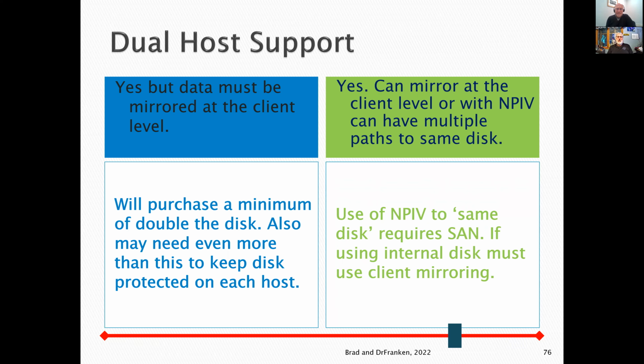Now, when you look at dual host support, and we love dual host support because it gives us redundancy. Yep. For the IBM i side, yes, you can have dual hosts. And as Brad mentioned, he has a customer that way. But yeah, twice the disk, which, hey, what could be better? Sell twice the disk. But you're mirroring at the client level then. So it's a lot of extra work. If you do take down one of those IBM i partitions, it's going to remirror everything. So lots of extra work going on there.